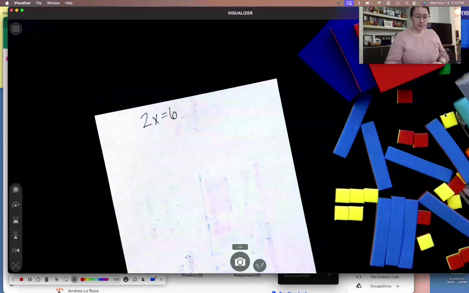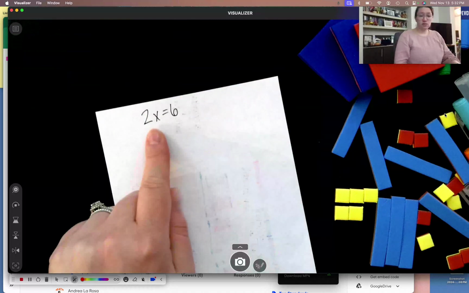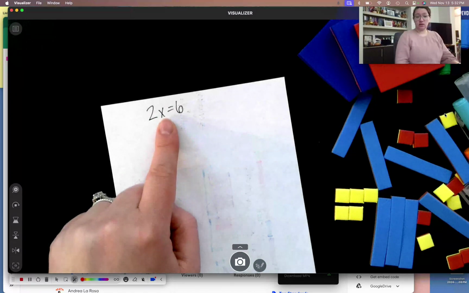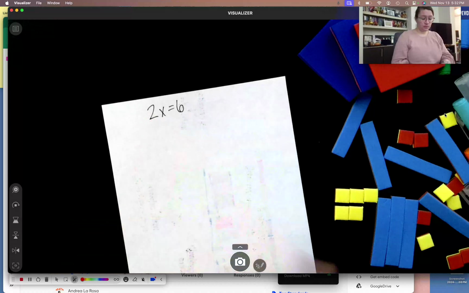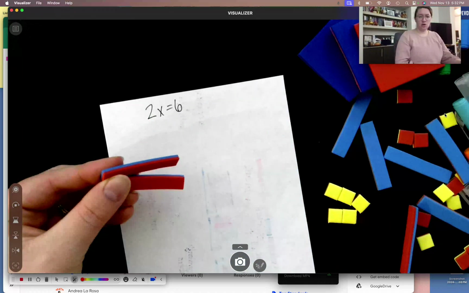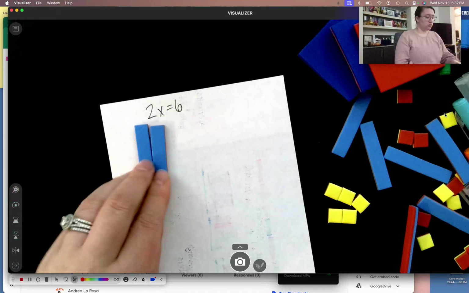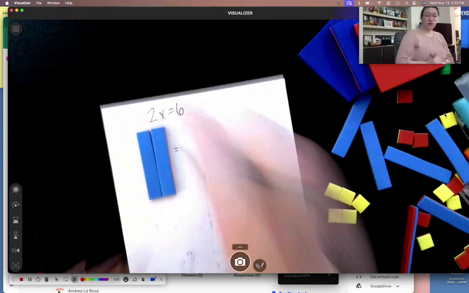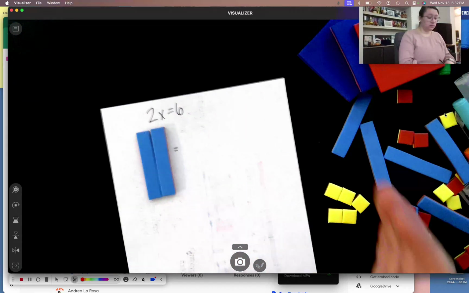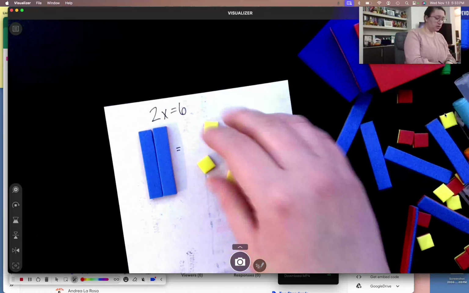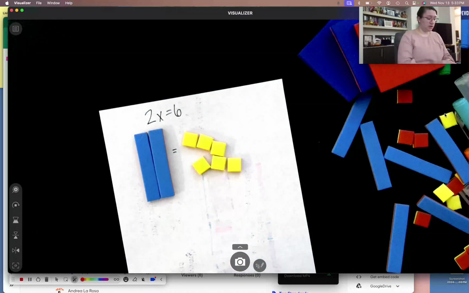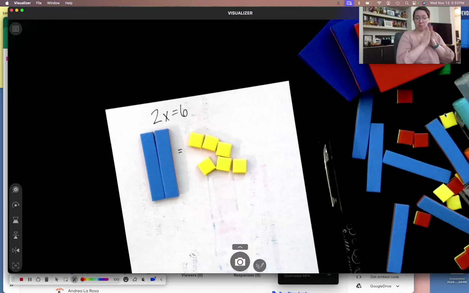Starting off pretty basic. What pieces would I need first? I need x pieces. And how many do I need? 2, because my coefficient is 2. So I'm going to grab 2 x pieces. What color? Blue, because blue is positive. So those 2 blue pieces would equal, what would 6 look like? My little integers. And they need to be yellow, right? Because they're positive. So 2x is equal to 6. Yay. Simple enough, right? Let's try another one.